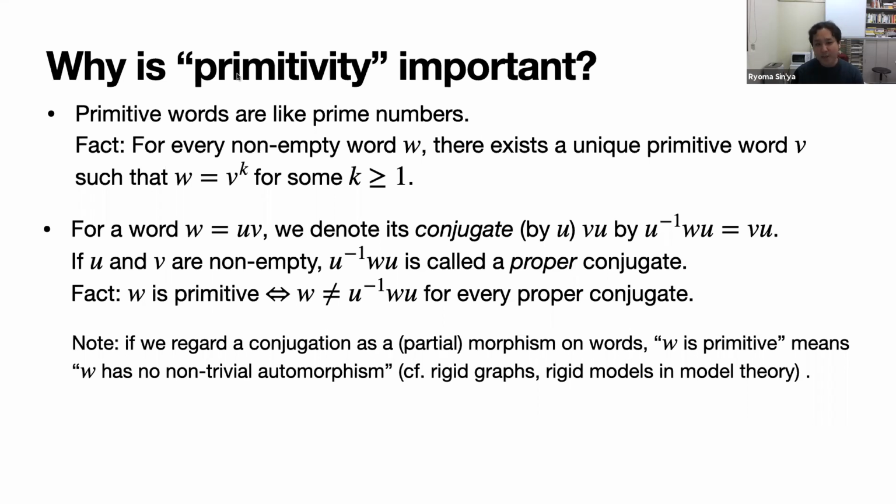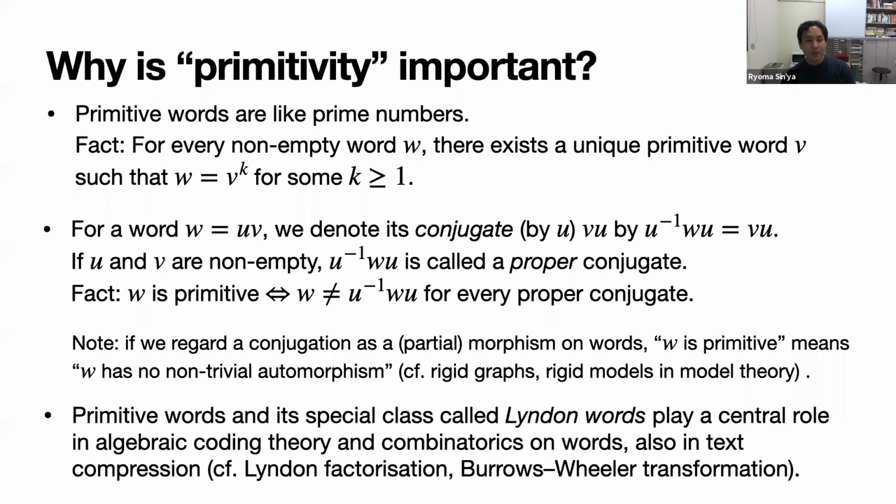If we think about conjugation as a partial morphism on words, primitivity has the same flavor as rigidity in model theory. Primitive words give us a very good factorization of words, so they play a central role in algebraic coding theory and combinatorics on words as well. There is also a special subclass of primitive words called Lyndon words, which is useful for text compression.